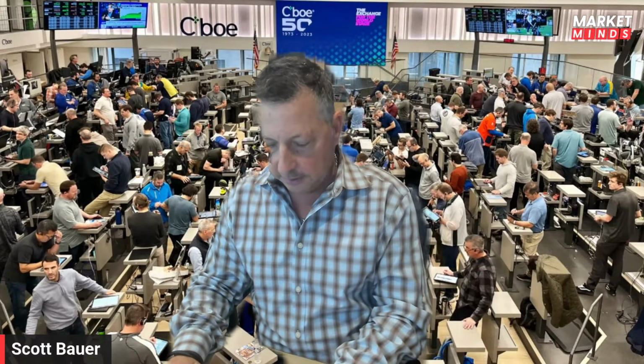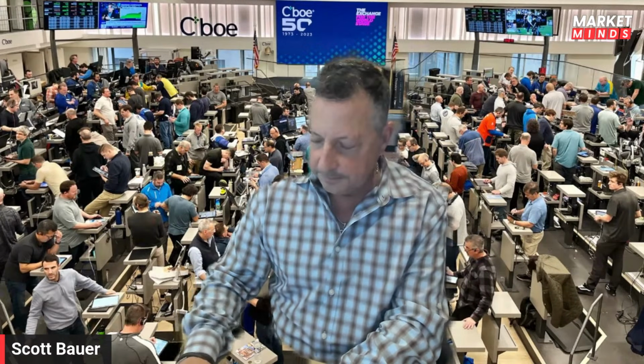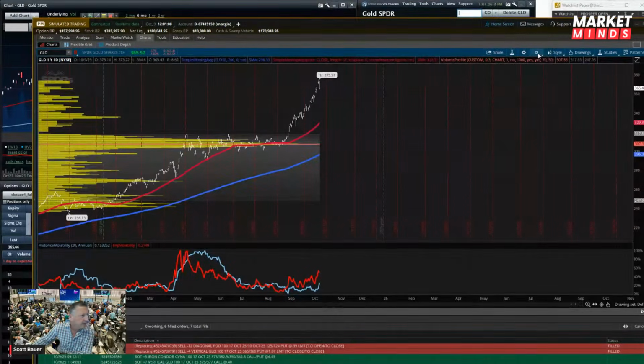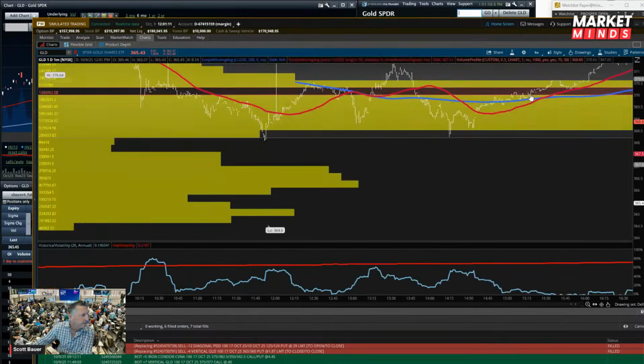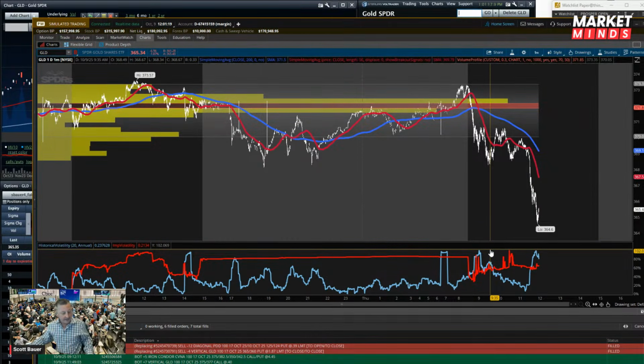Let me pull in a different chart here for everybody to take a look at. Hang on. I'm just going to punch in GLD. There we go. Let's look at this chart. Let's put this on a minute chart. That is falling off a cliff. That is absolutely falling off a cliff there.